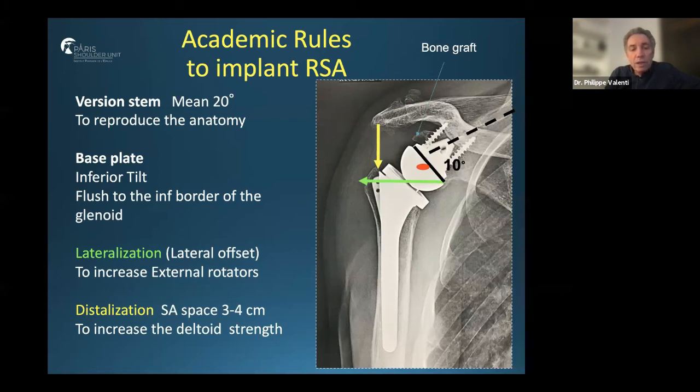Regarding the humerus, we lateralize, we try to reproduce the lateral offset and to increase the strength of the external rotators. And regarding the distalization, the recommendation is to increase the tension of the deltoid by 4 to 6 centimeters, not too much distalization, because there is a risk of spine fracture. And I don't recommend too much lateral distalization.